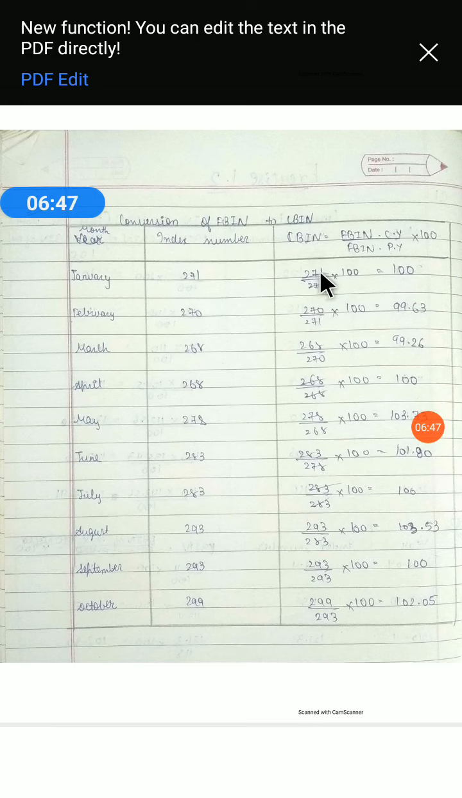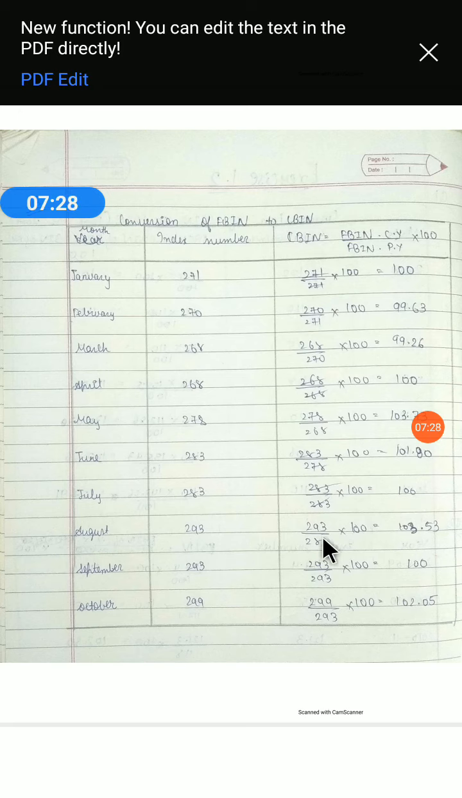So 271, fixed base index number of previous year is not given, so 271 into 100, 100. Then 270 upon 271 into 100, so 99.63. 268 upon 270 into 100, so 99.26. 268 upon 268 into 100, so 100. 278 upon 268 into 100, then 283 upon 278 into 100, right? 283 upon 283 into 100, same answer 100.